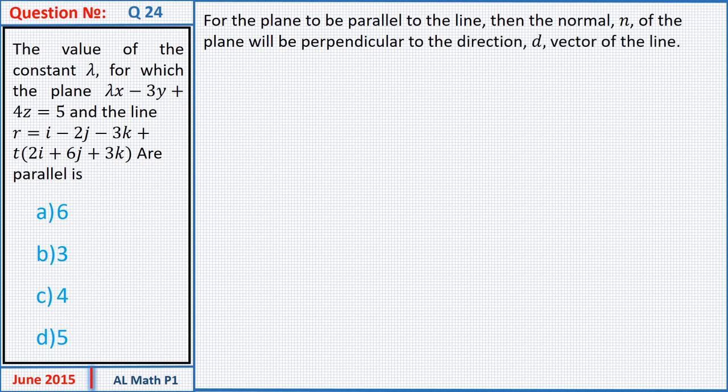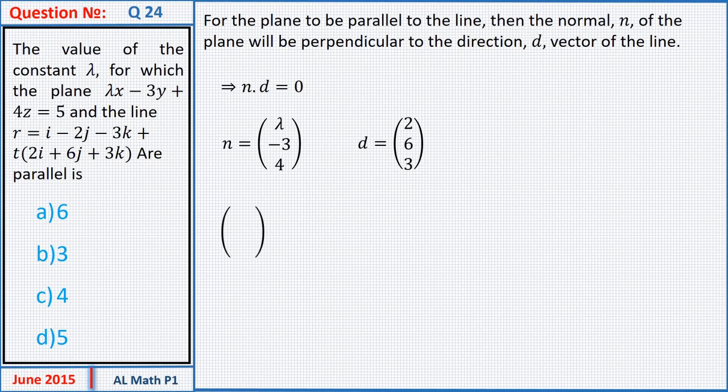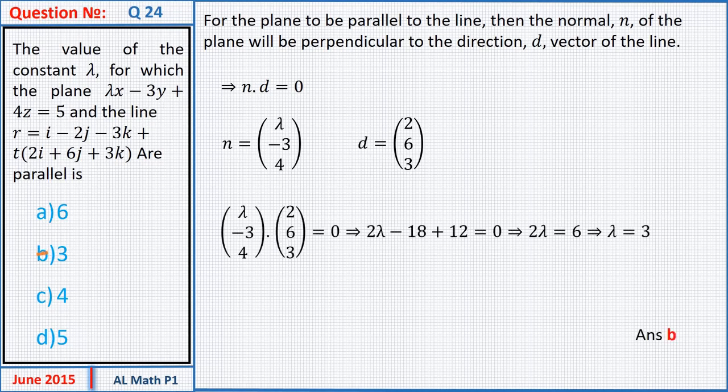So this implies that n dot d equals 0. Our normal here is (lambda, negative 3, 4), and our direction vector of the line is (2, 6, 3). So if we find the dot product, we're going to have 2 lambda minus 18 plus 12 equal to 0. Simplifying, we have our lambda to be 3.